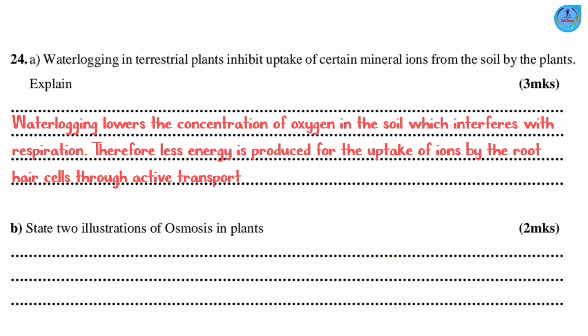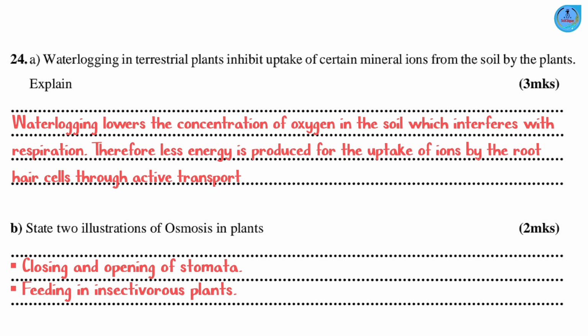Part B. Set 2 illustrations of osmosis in plants. So we are simply being asked to give examples of osmosis taking place in plants. So we have closing and opening of stomata, feeding in insectivorous plants, absorption of water from the soil, and many more.